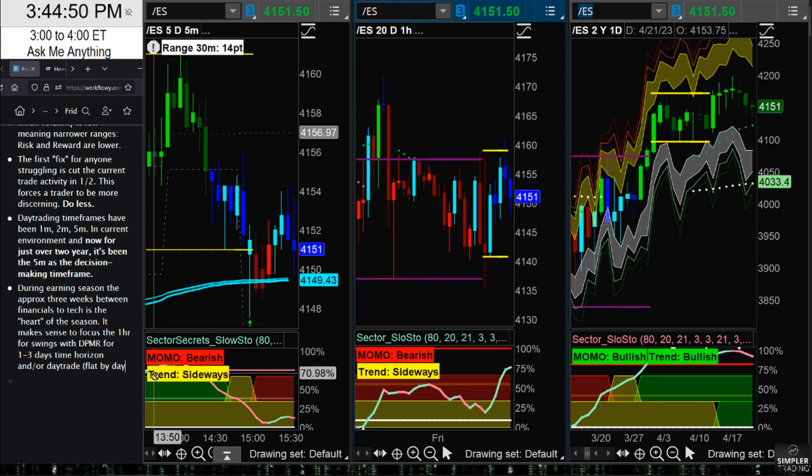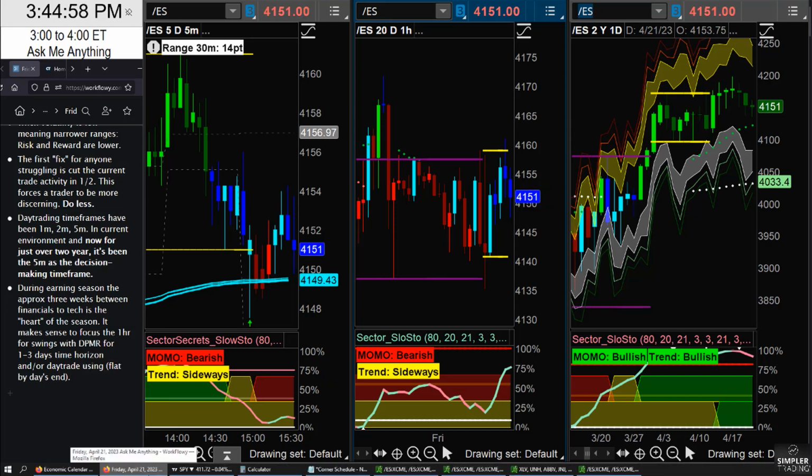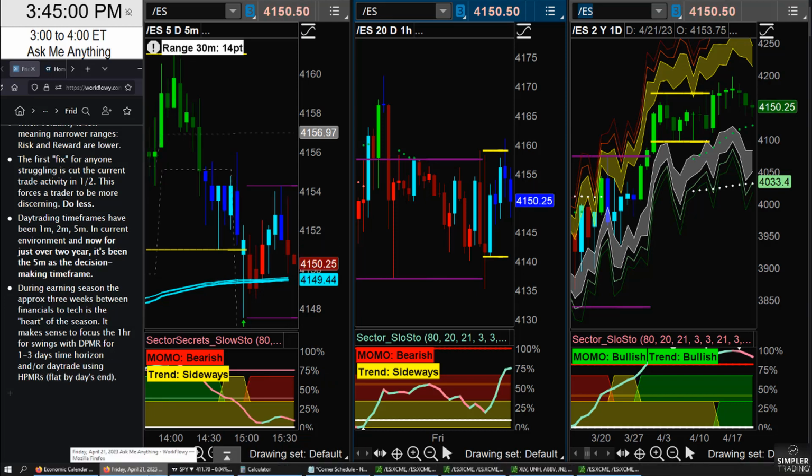That's it. The strategies that we all use are what separates one day trader from the next. And for me, it's a day trade, preferably using hourly price movement ranges. And as far as time horizon goes, all that means is flat by day's end. All right, flat by day's end. That's what's going to work in these 3 weeks.